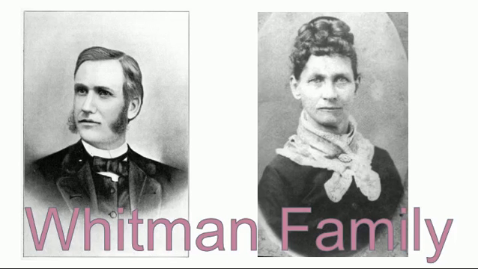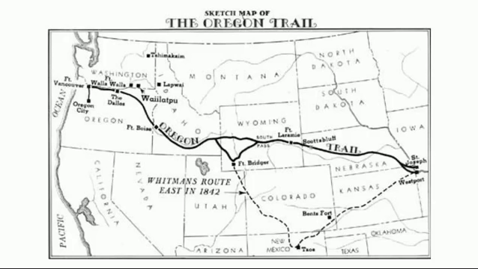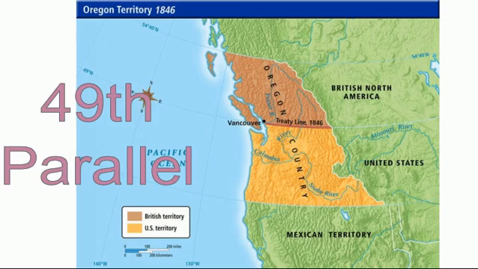So we are going to split Oregon at the 49th parallel. Make sure you highlight that. You need to know the 49th parallel. And then that becomes the Oregon Territory and later into Oregon and Washington.